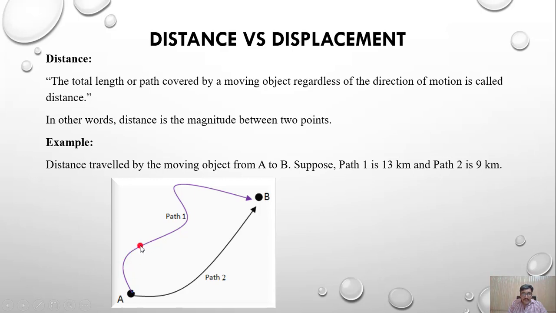When the object is following path 1, the distance is 13 kilometers. When path 2 is followed, the distance is 9 kilometers. So if you see here, we are not considering the direction of motion because direction is varying here. Only the magnitude is going to be considered here, and that magnitude will tell how much path is covered by the object from one point to another. It is your distance.